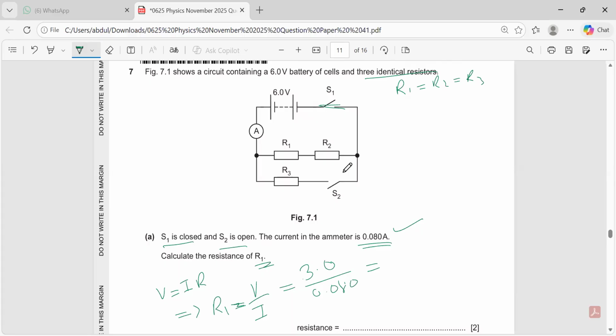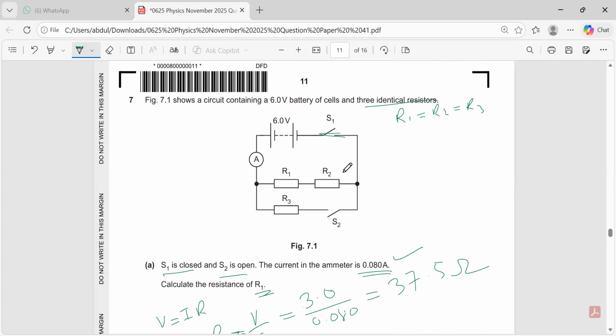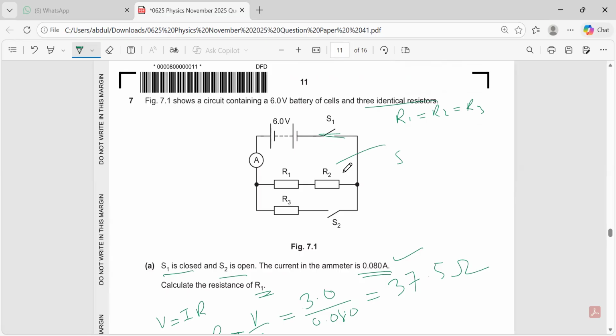0.08. We are getting 37.5 ohms, or you can say 38 ohms. Why so? Actually, these are in series. This is a loop in series. In series, total voltage is equal to V1 plus V2. Now, if the total is 6, and we know V1 is over here and V2 is over here, they are equal resistances. So they will get an equal share of voltage from the battery.